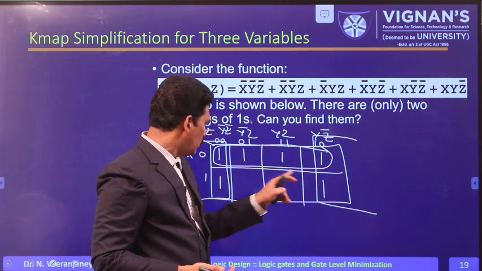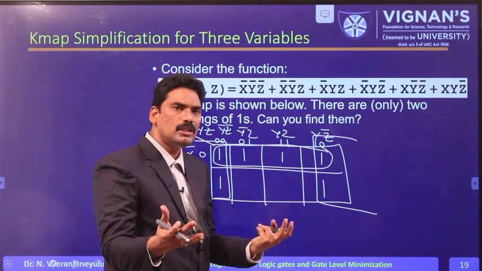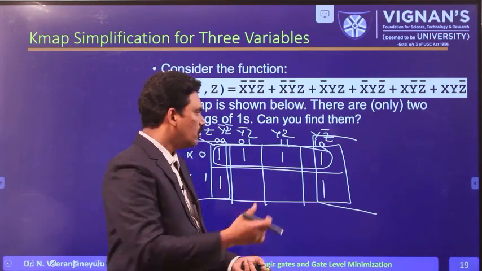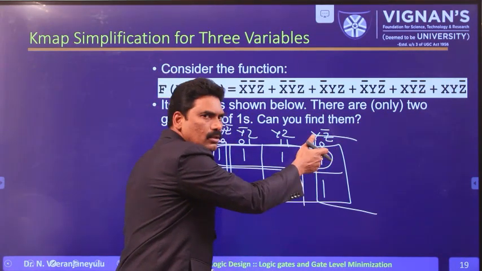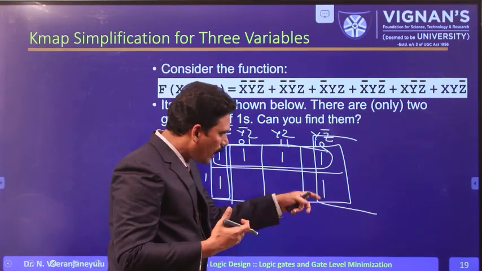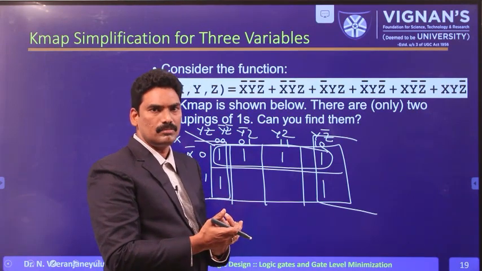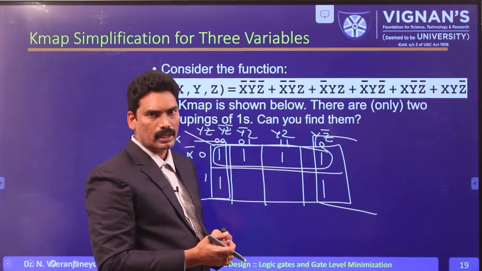Here only this one is possible. Why are we adding this one? Our objective is simplification. If we add this also, overlapping is possible. That is one rule. So if we add this one also, we are getting a simpler term. That's why we have done it like this.